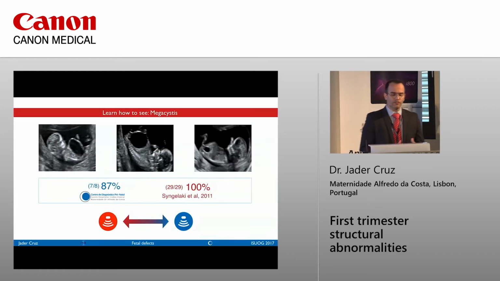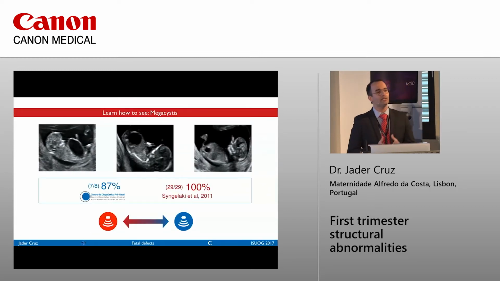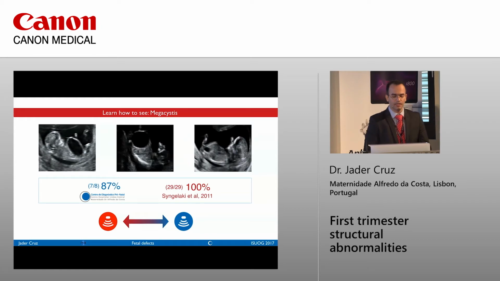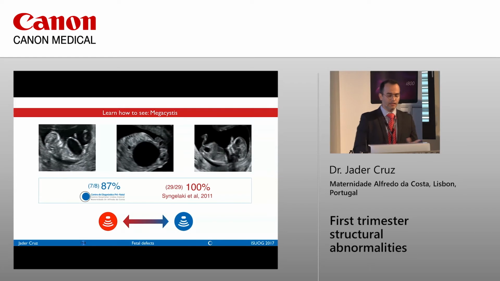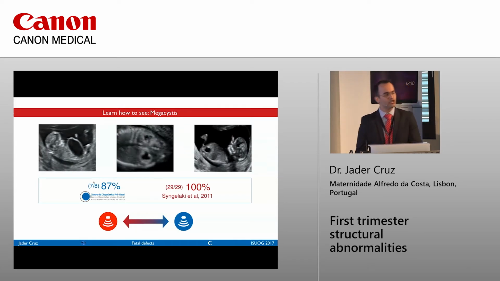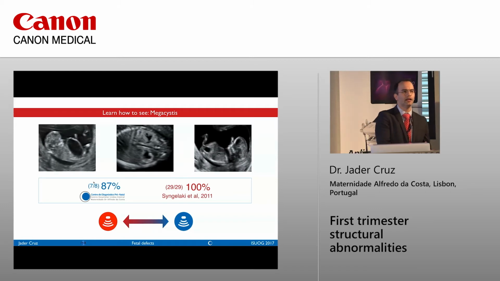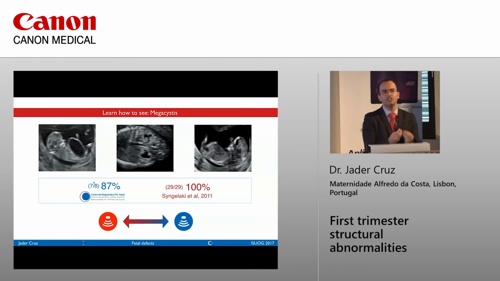It is also true that for Mega Cysts, we didn't have the same detection rate as in the study. For the study, they detected all of the Mega Cysts they had, and in the unit I work, we missed one. What was the difference? So our detection rate was 87%, while in the study it was 100%. What was the difference here?